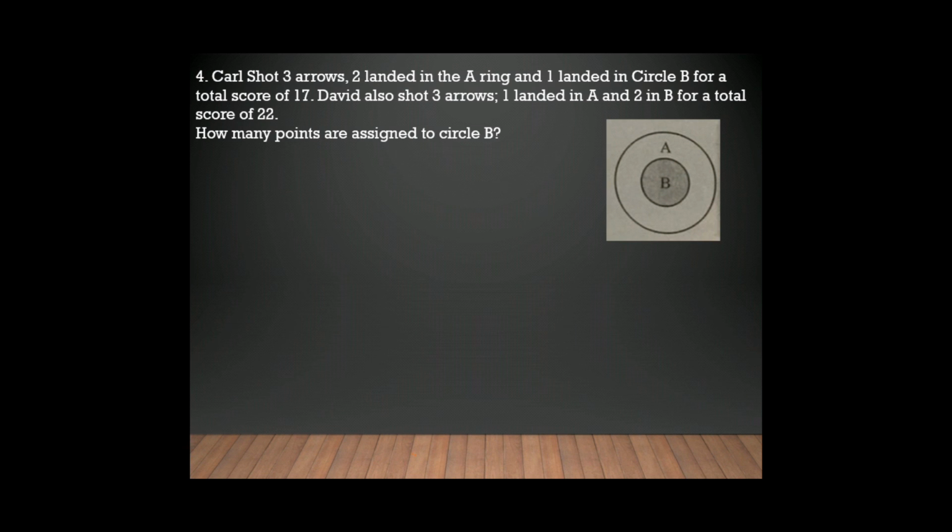Now over here, there are 2 things: the ring A and the circle B. And I think different points are allotted for the arrows landing in these areas. Now let's consider that x are the points for landing the arrows in ring A. Okay. And y are the points if your arrow lands in circle B.